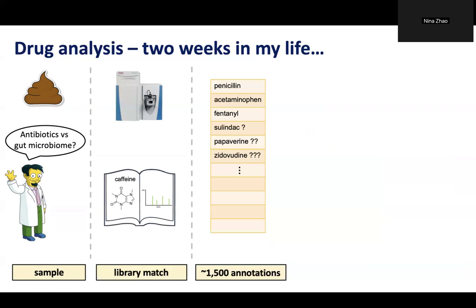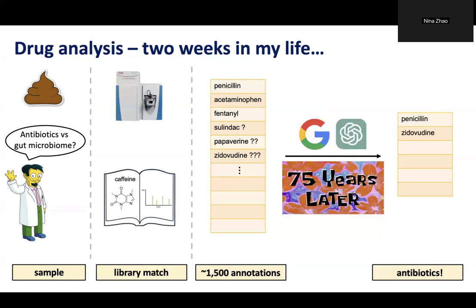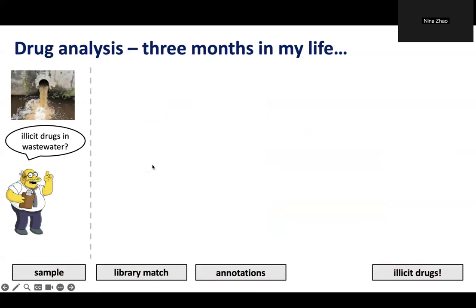So I basically did the same analysis again, except this time I spent an even longer time to annotate and figure out all the names of the chemicals. And finally, I was able to get a short list of antibiotics I saw in the fecal sample back to my collaborator. But of course, the story doesn't stop here, right?